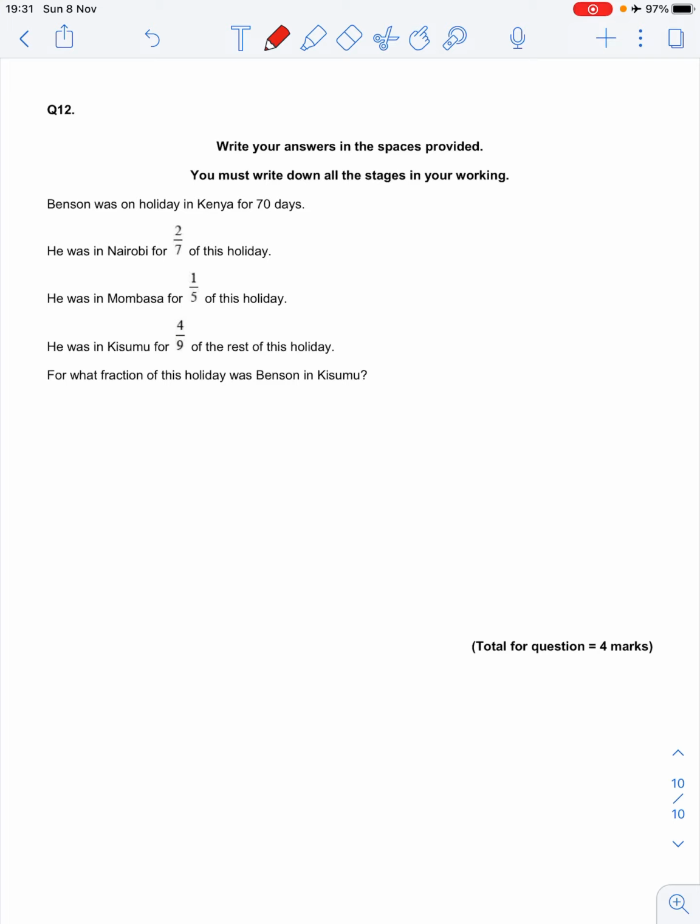Question 12. Benson was on holiday in Kenya for 70 days. He was in Nairobi for 2 over 7 of his holiday. So we want to find out, how many days was he in Nairobi? So we do 2 over 7. Remember, of in math means multiply. So multiplied by 70, we get 140 over 7. This is 20 days.